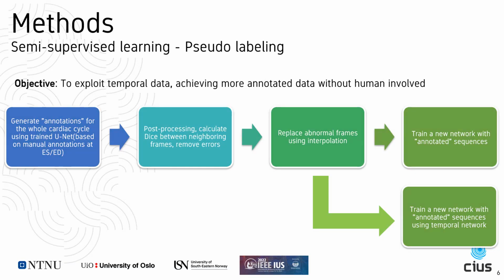Our objective is to exploit temporal data, achieving more annotated data without human involvement. Therefore, we decided to adopt a semi-supervised method called pseudo-labeling. We first train our baseline network using manual annotations at the end of systole and the end of diastole, then use it to produce predictions of the whole cardiac cycle. After, we apply automatic post-processing, which removes some errors. I will present the details later. Then we use these predictions as new ground truths to train a new model.